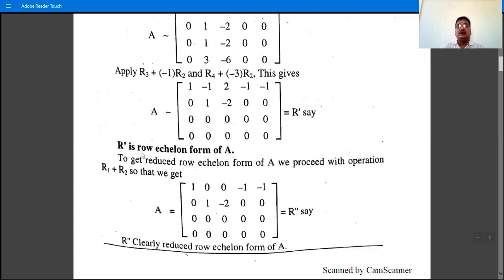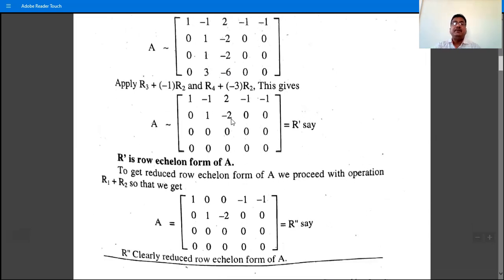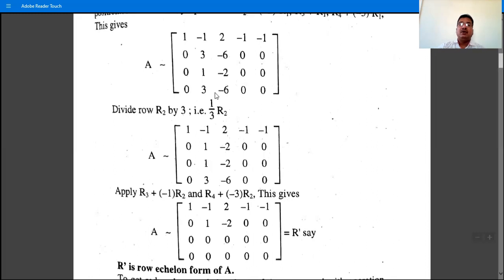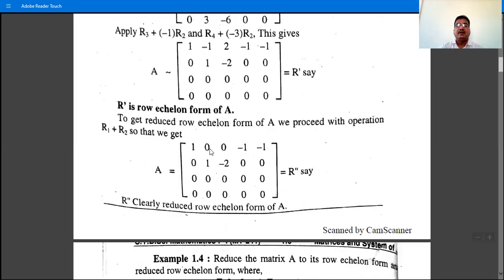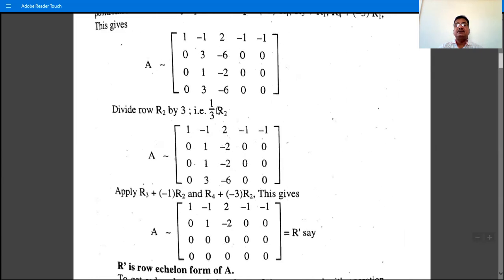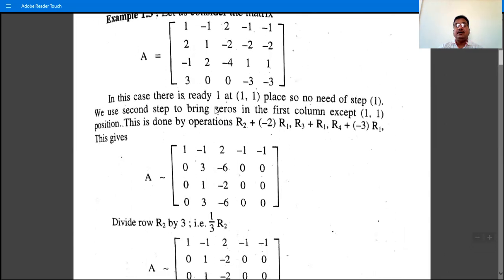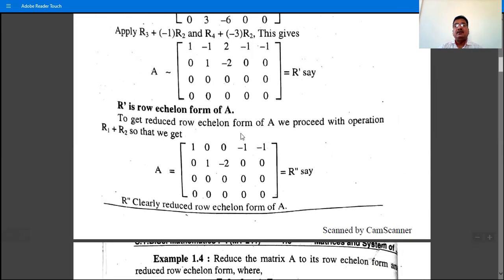And this is the row echelon form of the matrix A. This matrix A is reduced to echelon form. If you observe this row echelon form, this one is leading one, this one is leading one. So the first column and second column contain leading one.